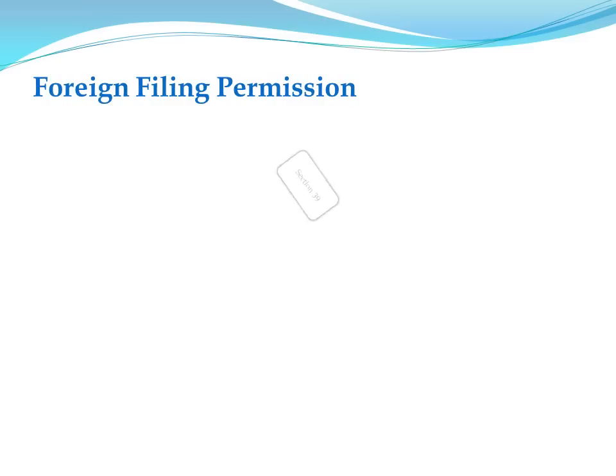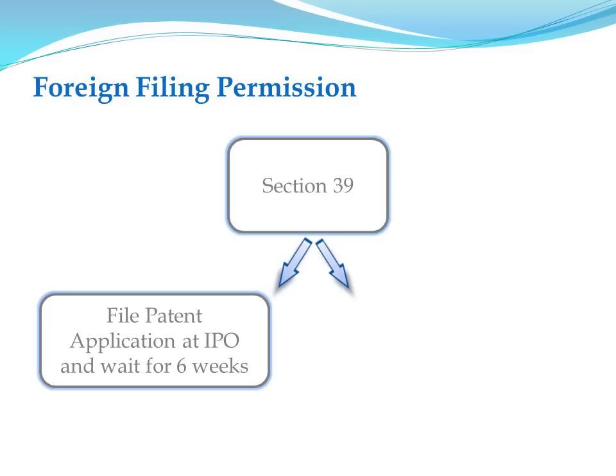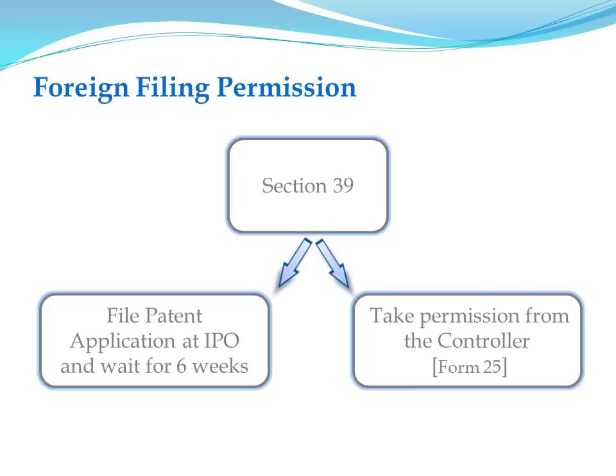Foreign Filing Permission, Section 39. Section 39 is one of the important sections of the Act. It states that if the applicant is a resident of India but wants to file for a patent application in a foreign country, he can file an application at the Indian Patent Office and then wait 6 weeks to receive any objections, or he can take permission for foreign filing from the Controller, Indian Patent Office, by filing Form 25.